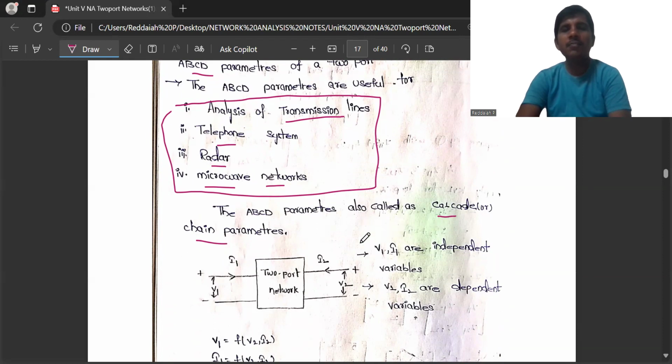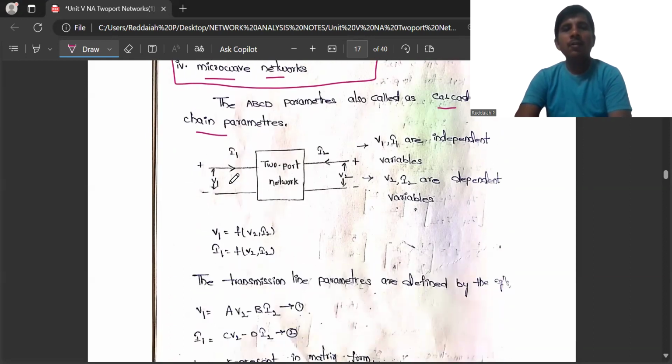Find the cascade parameters for the network shown below. Cascade parameters in the sense we have to find transmission line parameters. Consider a two-port network having input port voltage V1 and current flowing through the input port I1, and I2 is the output port current, V2 is the output port voltage, and a load may be connected. V1, I1 are the independent variables, V2, I2 are dependent variables. We are writing in transmission parameters V1 as a function of V2, I2, and I1 as a function of V2, I2.